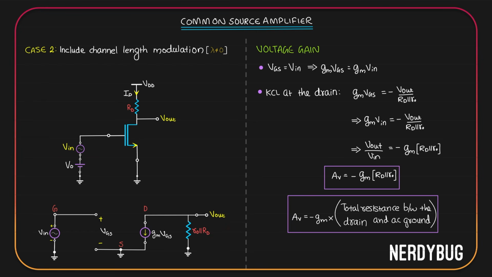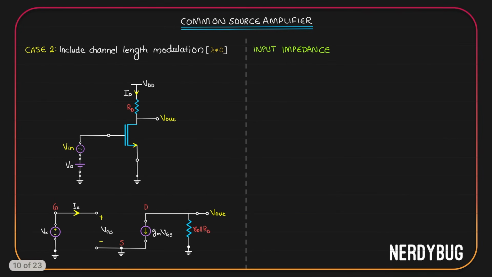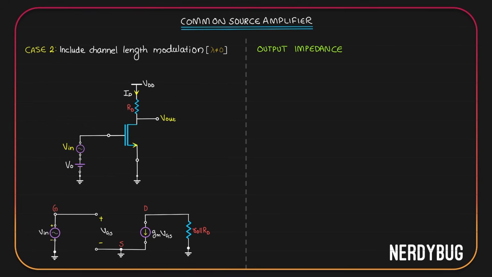Now, what will be the input impedance? You can see that the input side of the small signal model is exactly the same as before. So including channel length modulation is not going to change the input impedance. It is going to be infinite at low frequencies. How about the output impedance? When we only had RD over here, output impedance was RD. Now we have R0 parallel to RD, which means even without doing the mathematics, we can say that the output impedance is going to be R0 parallel to RD.